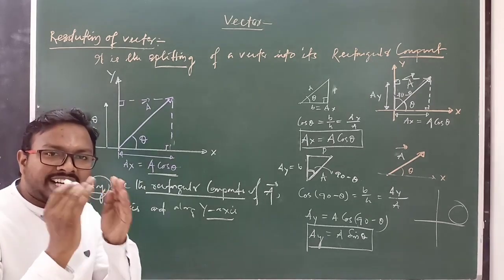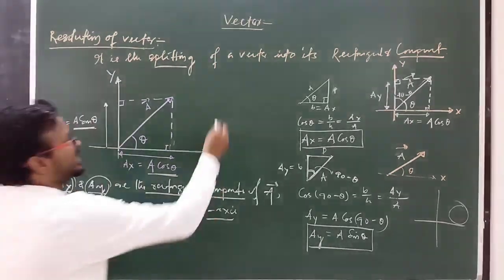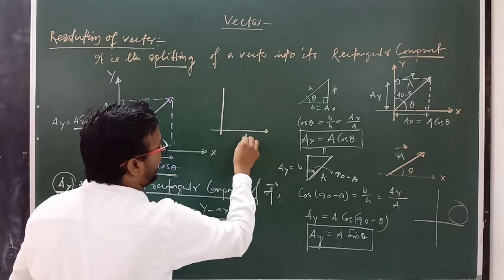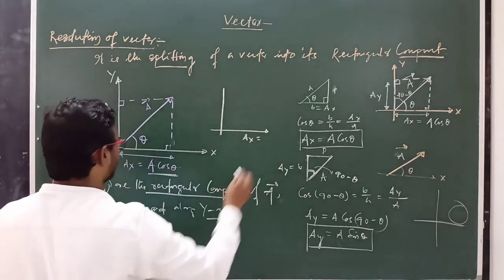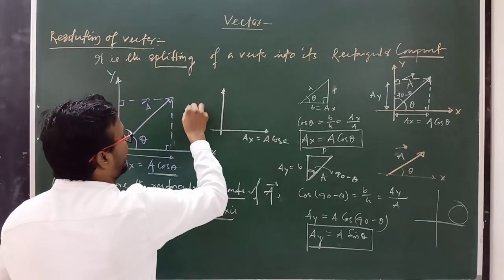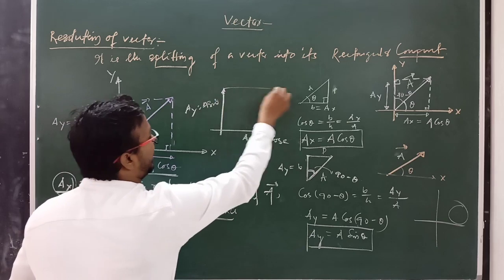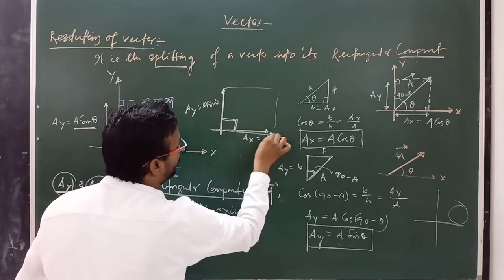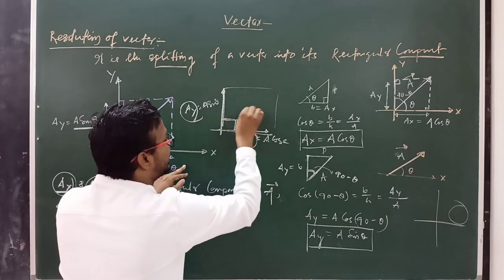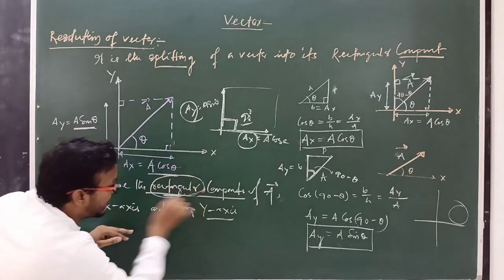Why is it called rectangular component? Because if we draw another diagram, which shows ax and how much? Ax equal to a cos theta, and here ay equal to a sin theta, and the angle between the two components ax and ay is 90 degrees. So it represents rectangular.